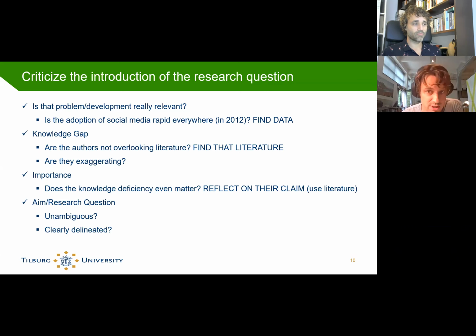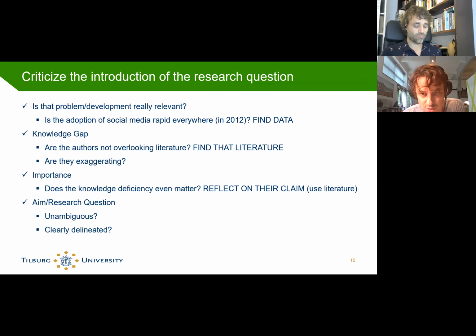Same goes for the knowledge gap. Sometimes they present a knowledge gap that is not really a gap. Sometimes there is literature that already addresses that knowledge gap, and then it would be good to look that up, right? So really do this in a thorough way. Also, it's a group assignment. You have a lot of thinking power there, so don't just reflect on it, but also look up some sources to back up your analysis.